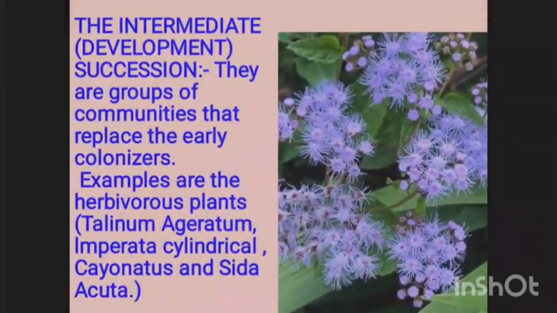Let's look at another section under the plant community. We have the intermediate development section. Now, what are they? They are groups of communities that replace the early colonizers. So once the early colonizers are dead, the next ones that come up, we call them the intermediate or development section. Examples are herbaceous plants such as the Tridax procumbens, we have the Imperata cylindrica, we have the Cyperus, and we have the Cedar acuta. The picture you are seeing here is the Tridax procumbens.